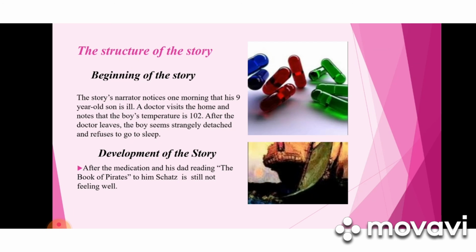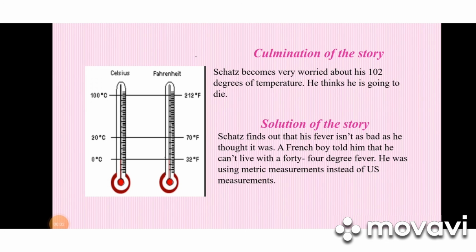Culmination of the story. Schatz becomes very worried about his 102 degrees of temperature. He thinks he is going to die. The last element of our analysis is the solution of the story. Schatz finds out that his fever isn't as bad as he thought it was. A French boy told him that he can't live with a 44-degree fever. He was using metric measurements instead of US measurements.